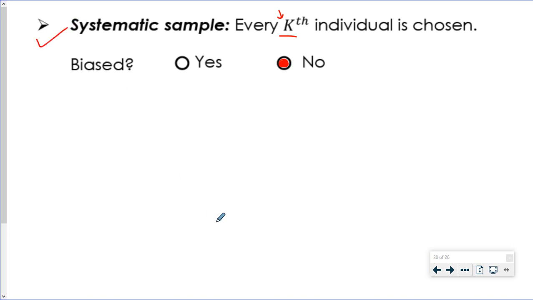Another example of this is, let's say a manufacturer is making weed whackers, those things you use to trim your grass in the yard. And they say, well, on the assembly line, we make 2,000 of these a day. We're going to take every 50th one off the line and test it. You know what I mean? That means your K is 50. Well, that's perfectly fine. That's a systematic sample. That's a perfectly fine way to do that.